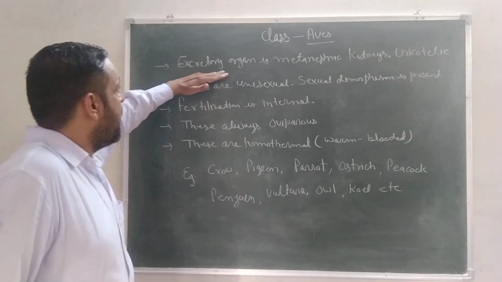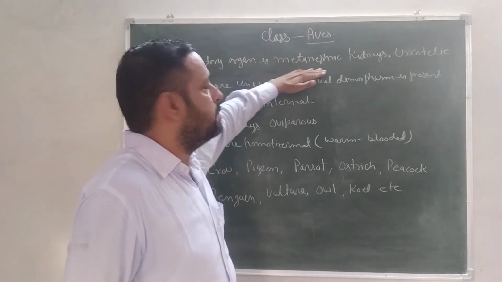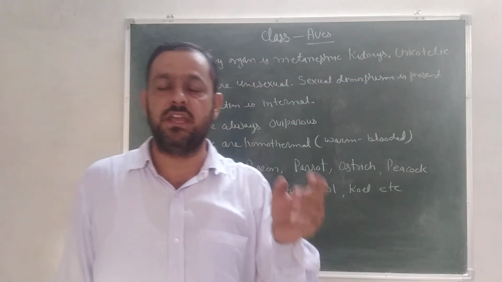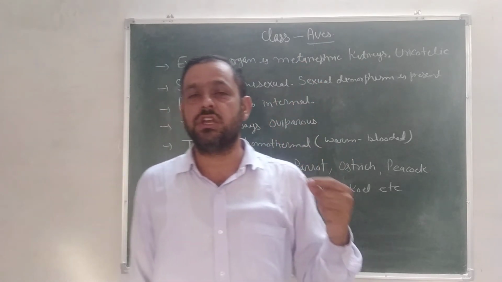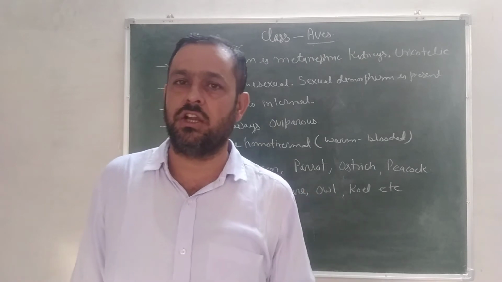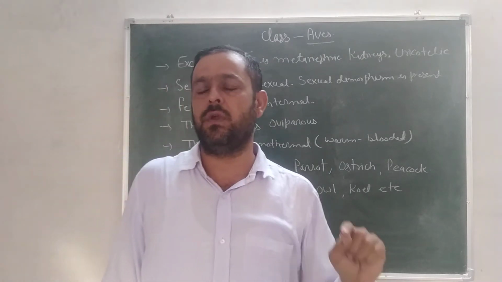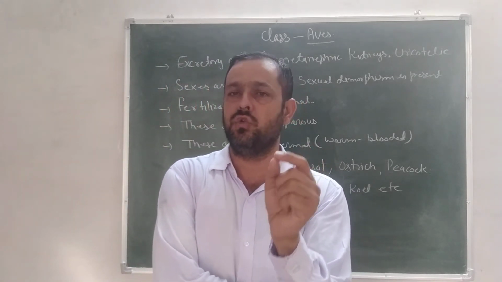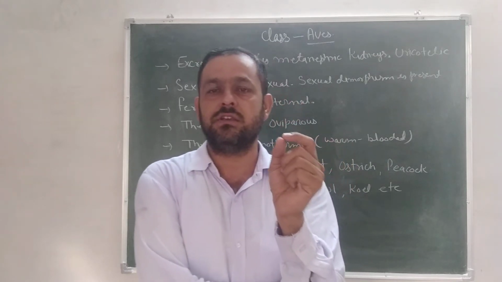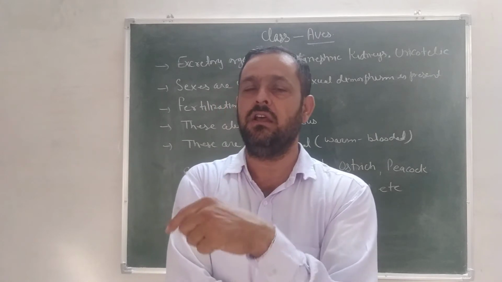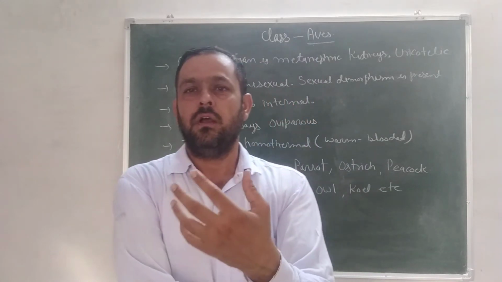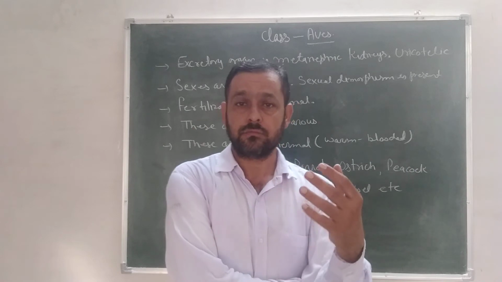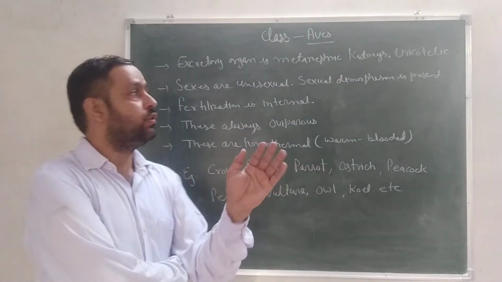Next character of Aves is that the excretory organ is the metanephric kidney, and they are uricotelic on the basis of excretion. Uricotelic means they secrete uric acid as excretory material. As I told you earlier, whenever any organism secretes urea as excretory material, it is called ureotelic, and any animal that secretes ammonia is called ammonotelic. If animals secrete uric acid as excretory material, they are called uricotelic. So Aves are uricotelic.